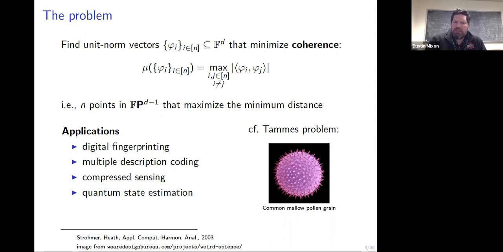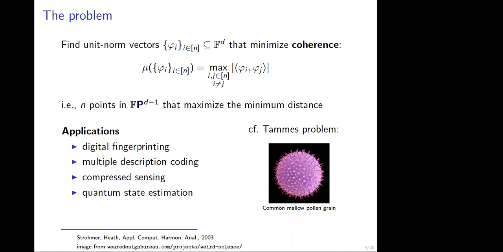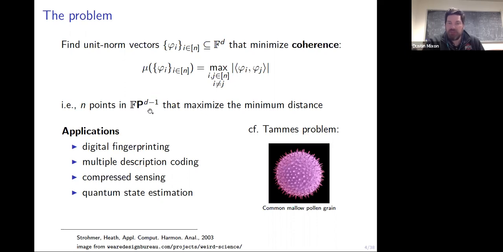Another way to describe this is in terms of vectors, but you can also think of this in terms of the lines that these vectors span. These lines can be viewed as points in projective space. What we're looking for are points in projective space that maximize the minimum pairwise distance. So we're trying to scoot these points in projective space to be as far apart from each other as possible. And I told you why one might care about this in the context of digital fingerprinting, but there's a bunch of other applications of these things.